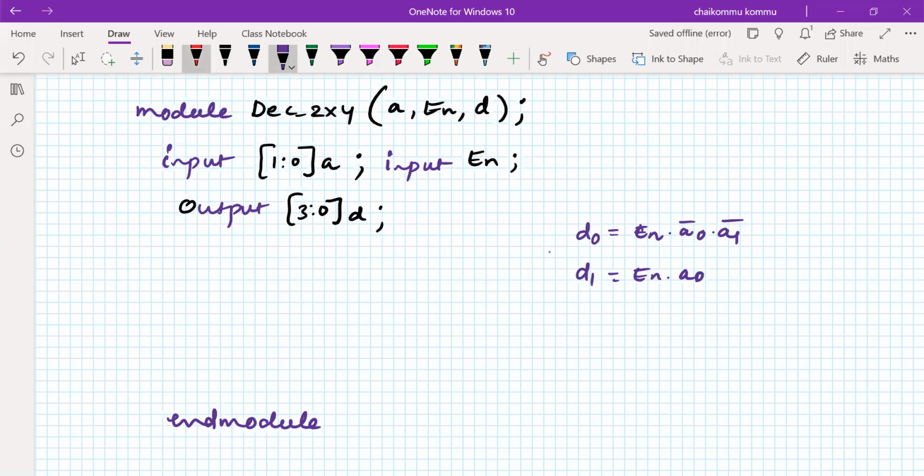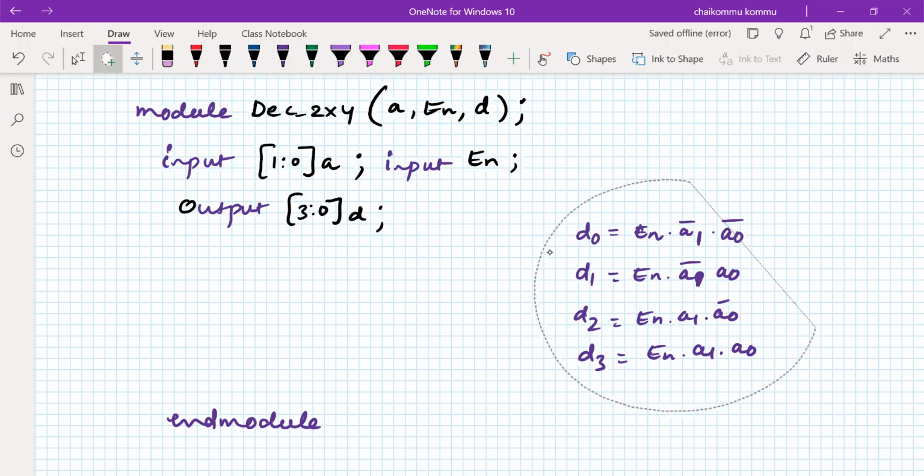Let us consider MSB to LSB, okay? MSB is A1, LSB is A0. Therefore, D2 is equal to enable into A1 into A0 bar, D3 is equal to enable into A1 into A0. Okay, these are the mathematical equations that are responsible. So therefore I want to call them into our main program.